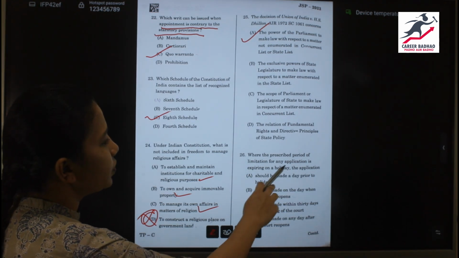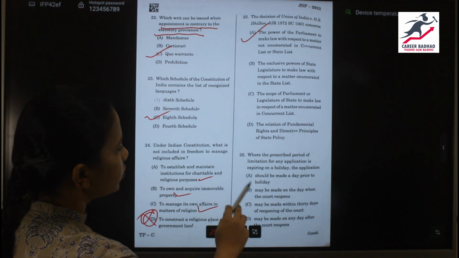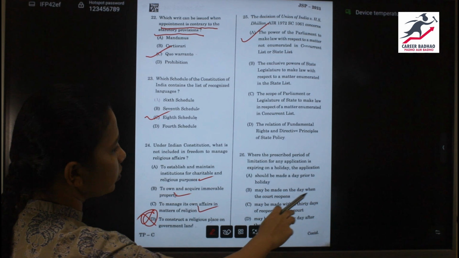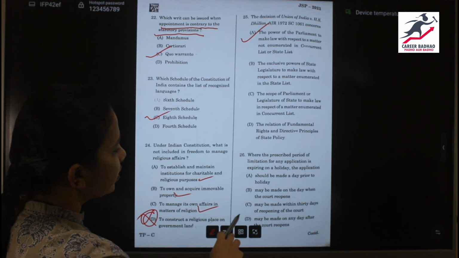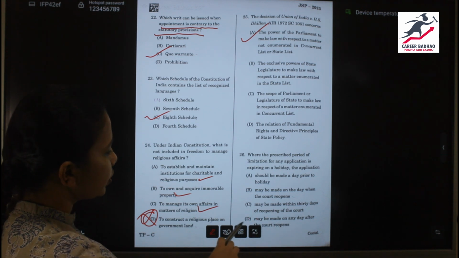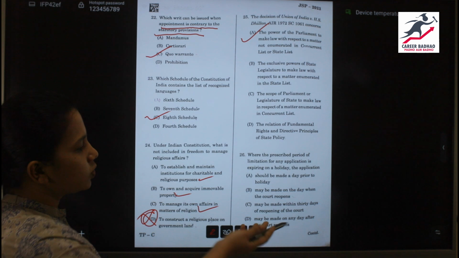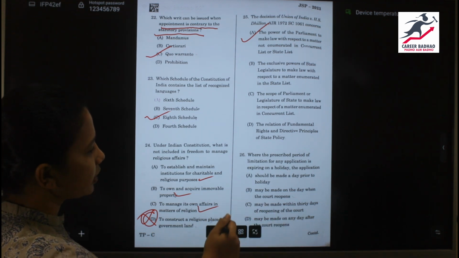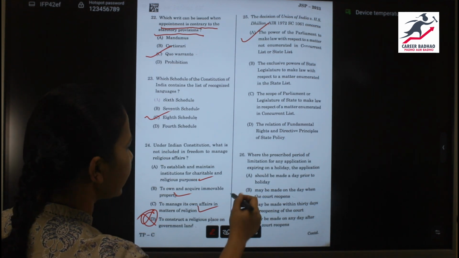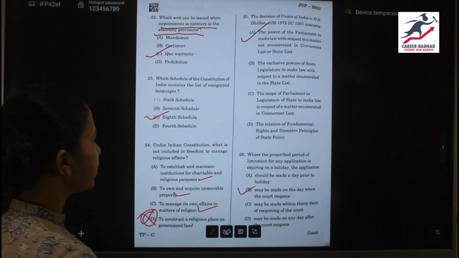Period of limitation for any application is expiring on a holiday. The application should be made a day prior to holiday, may be made on the day when the court reopens. Option number C, may be made within 30 days of reopening of the court. Option number D, may be made on any day after the court reopens. So this is also a direct question. If you refer to section number 4 of Indian Limitation Act, you can find that the correct answer is option number B. That is may be made on the day when the court reopens.